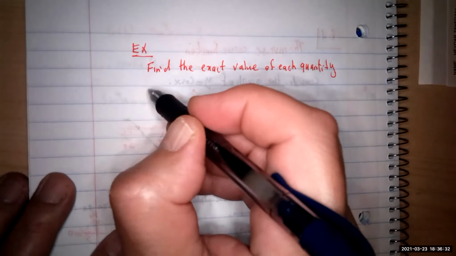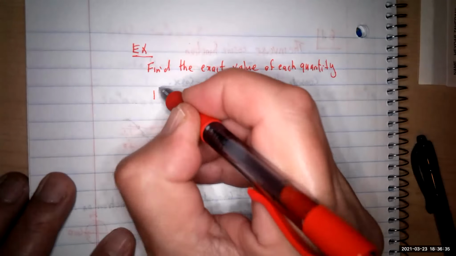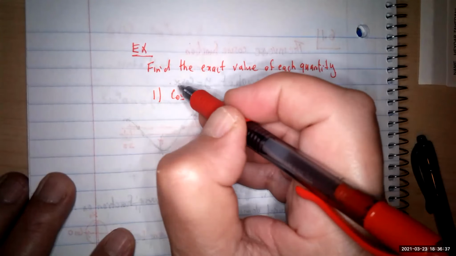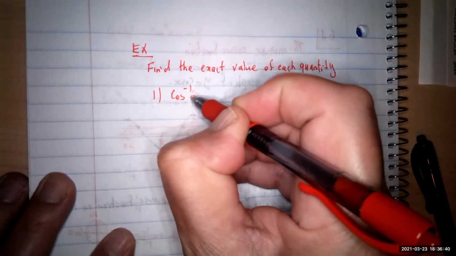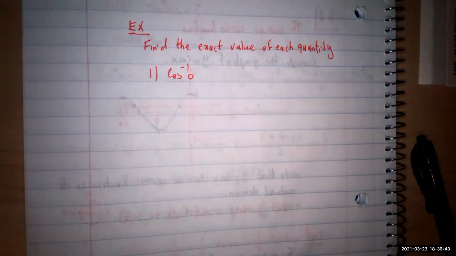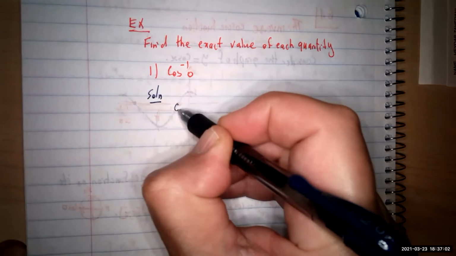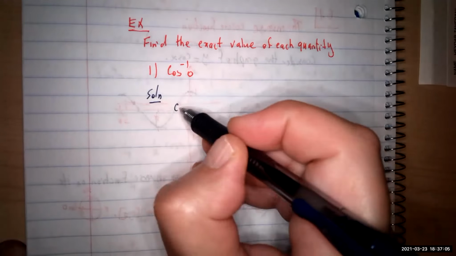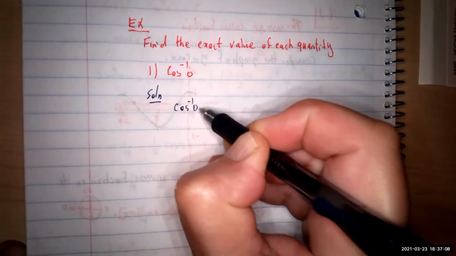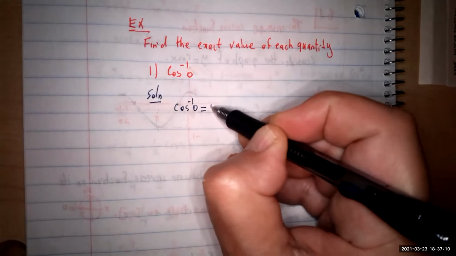The first one, for example, is cosine inverse of 0. So basically, this means you want to find an angle whose cosine is 0. That's the meaning of cosine inverse. You want to find an angle whose cosine is 0. You know that angle is pi half. But officially, this is the way you are going to do it. Always let the cosine inverse of 0 be something like theta or alpha.